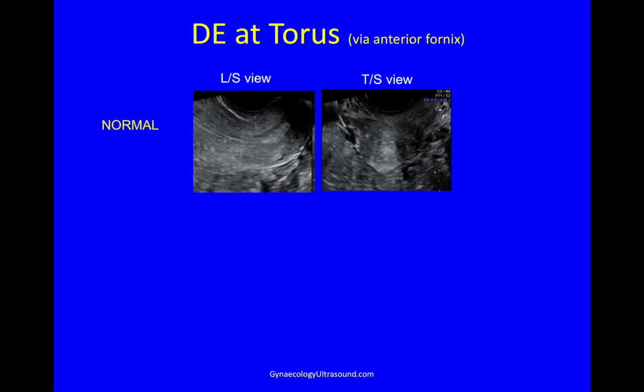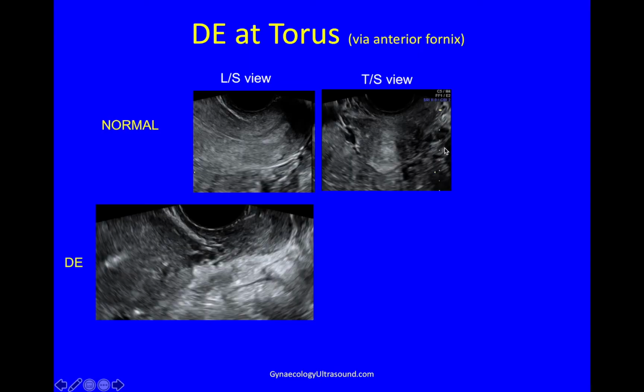This is then what normal would look like. So this is the torus here. This is the torus in transverse with normal uterosacral ligaments. But it's very clear when they're not normal.